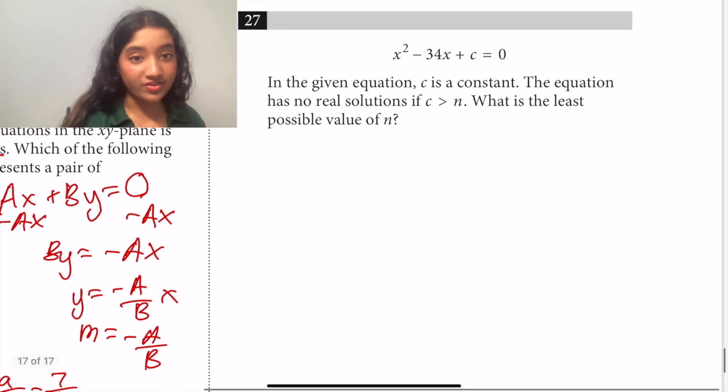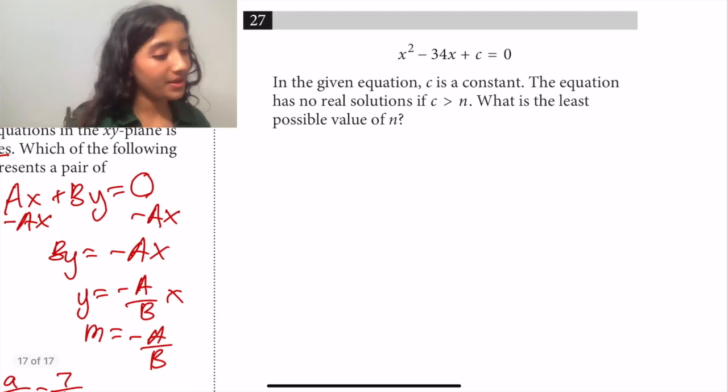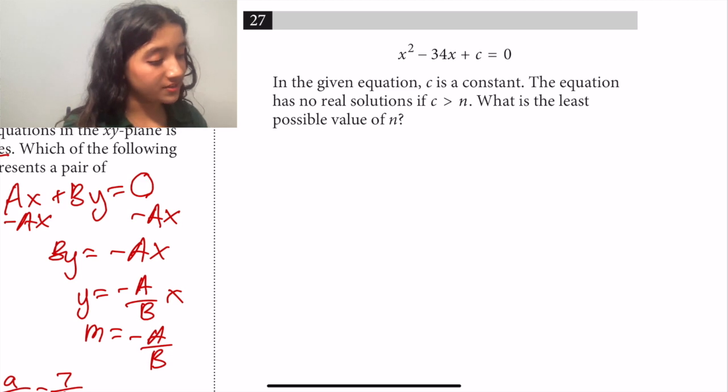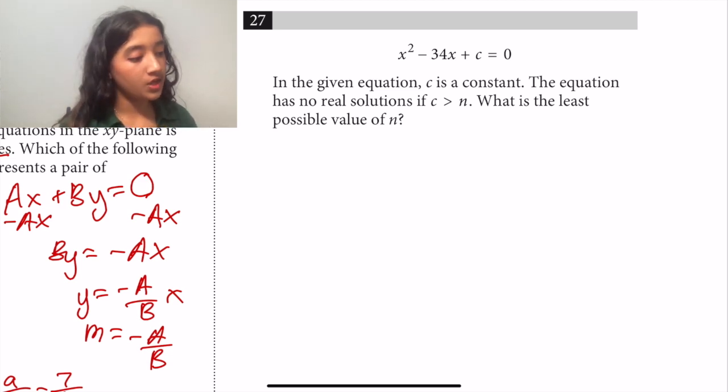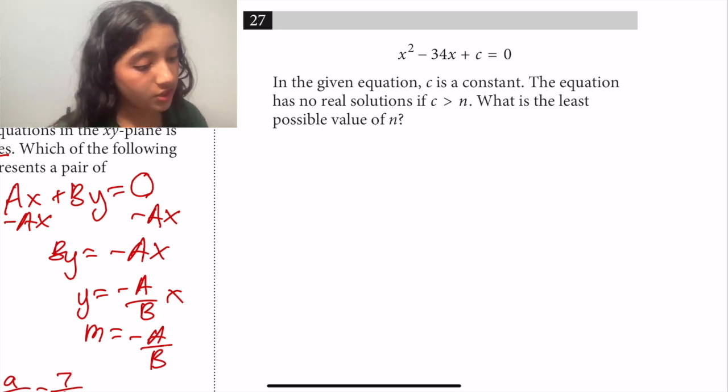Now for number 27, the final question of this set. In the given equation, c is a constant. The equation has no real solutions if c is greater than n. What is the least possible value of n? First, let's focus on the part of the question that should stand out to us, which is that there are no real solutions if c is greater than n.